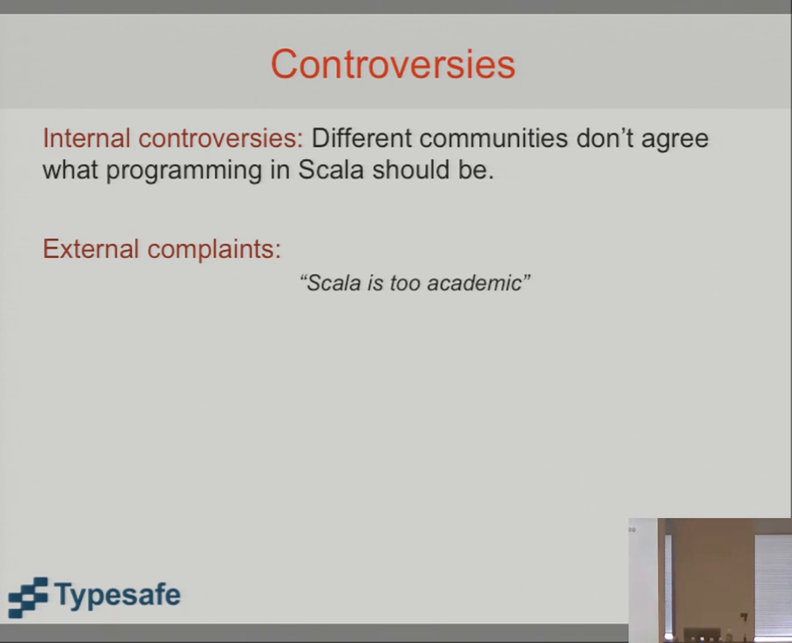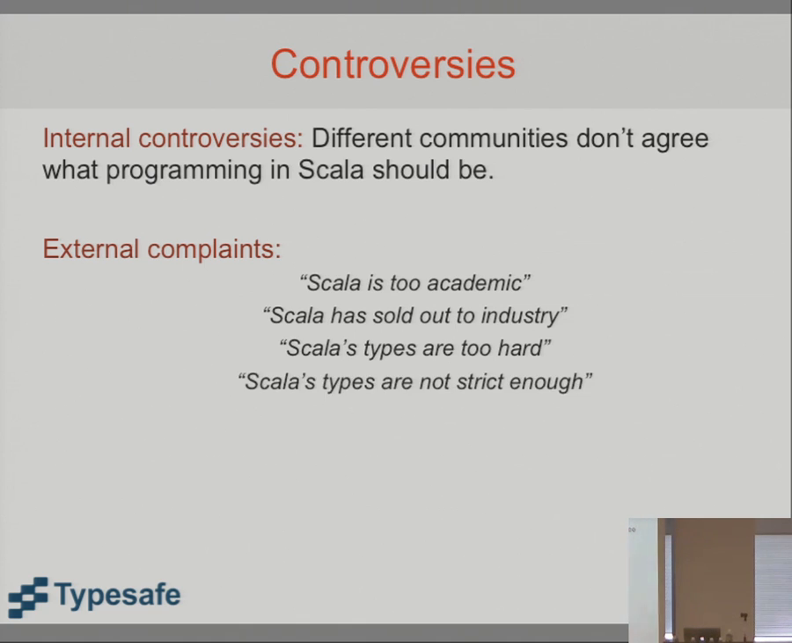Then you also hear external complaints, and they come from all sides, really. What I used to hear a lot is that Scala is too academic. A lot of people have said that. It's an academic language. What I hear more and more is that Scala has sold out to industry. In particular, with the recent events, a lot of that came from that side. A lot of people say Scala's types are too hard, and others say, well, no, Scala types are not strict enough. We need more types.